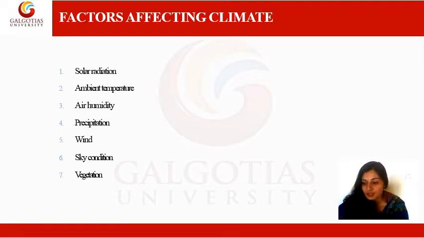On the surface, the greatest factor affecting Earth is sunlight. The Sun provides energy for living organisms, and it drives our planet's weather and climate by creating temperature gradients in the atmosphere and in the ocean. So the major factors affecting the climate are solar radiation, ambient temperature, air humidity, precipitation, which is the amount of rainfall received by a particular region, wind, sky condition, whether it is cloudy, hazy or clear, and the corresponding vegetation.